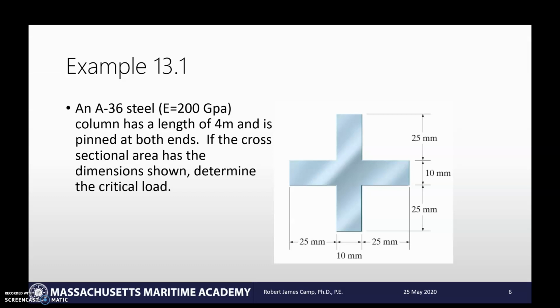An A36 steel column has a length of 4 meters and is pinned at both ends. If the cross-sectional area has the dimensions shown, determine the critical load. Okay, so we're trying to find the critical load.